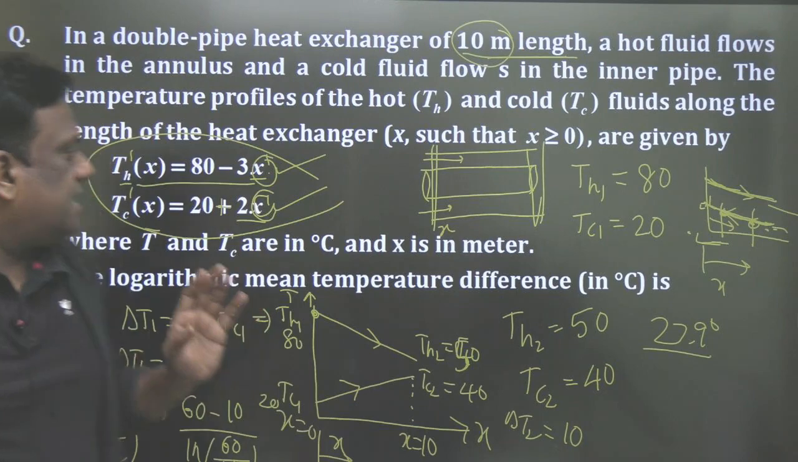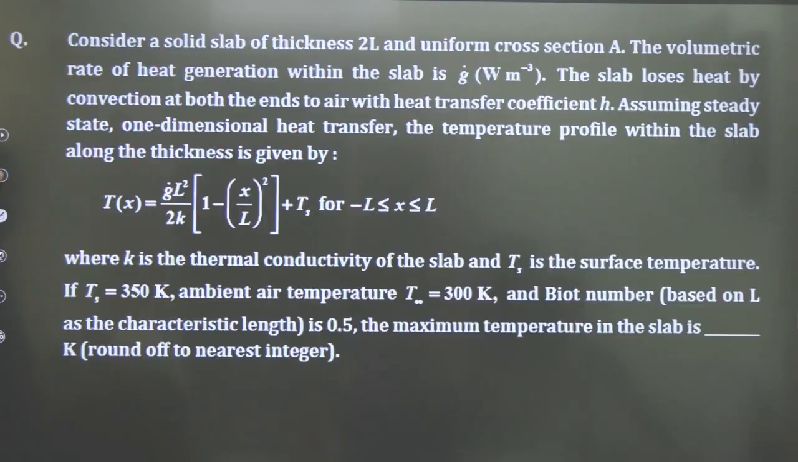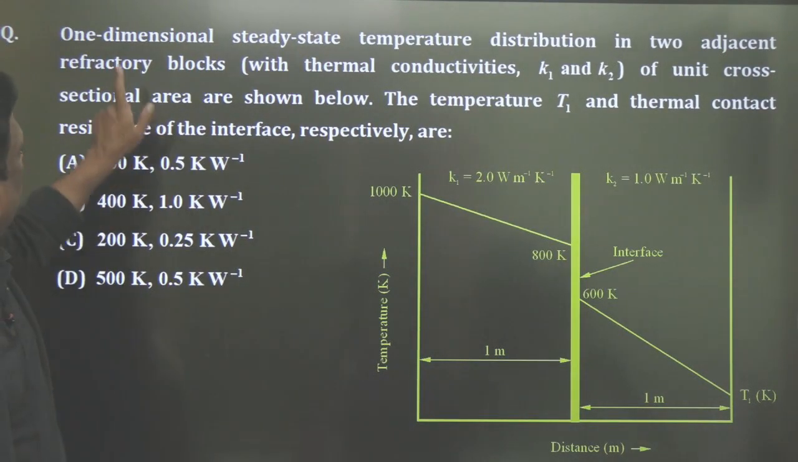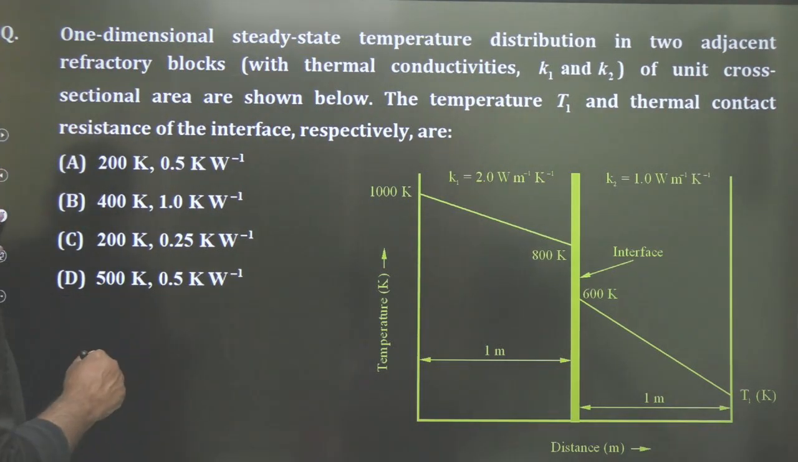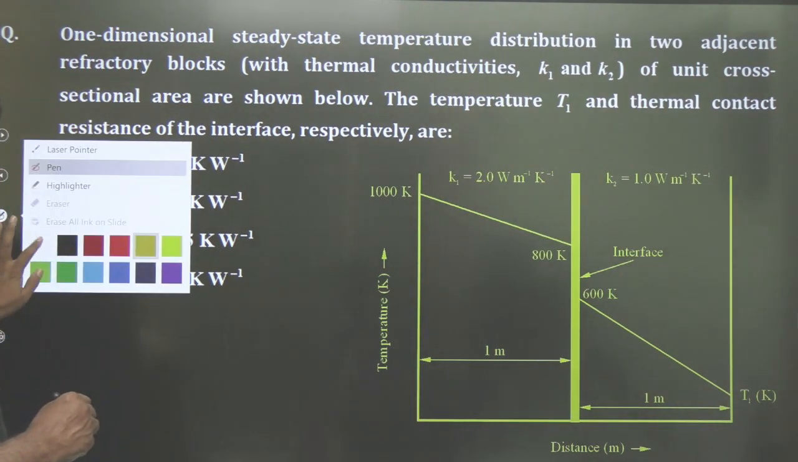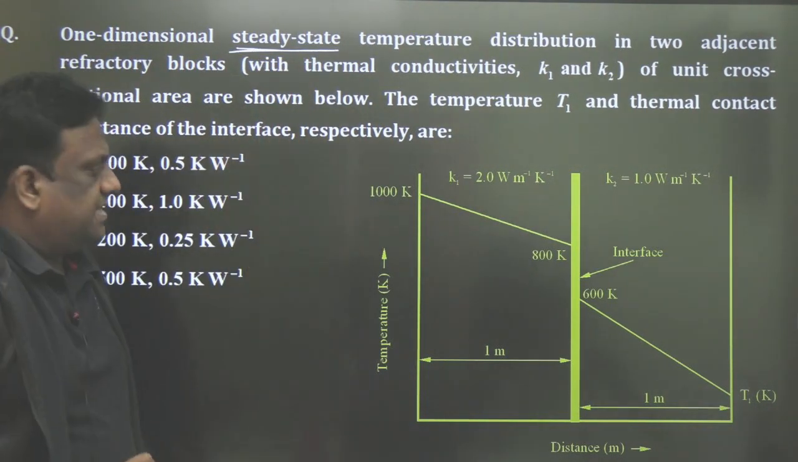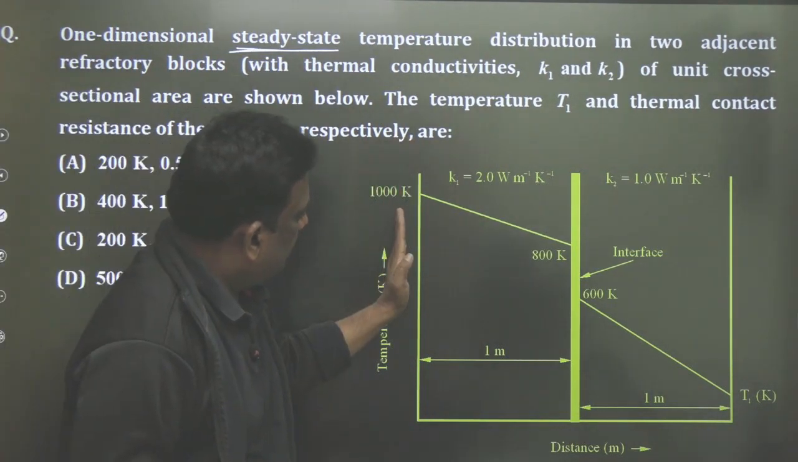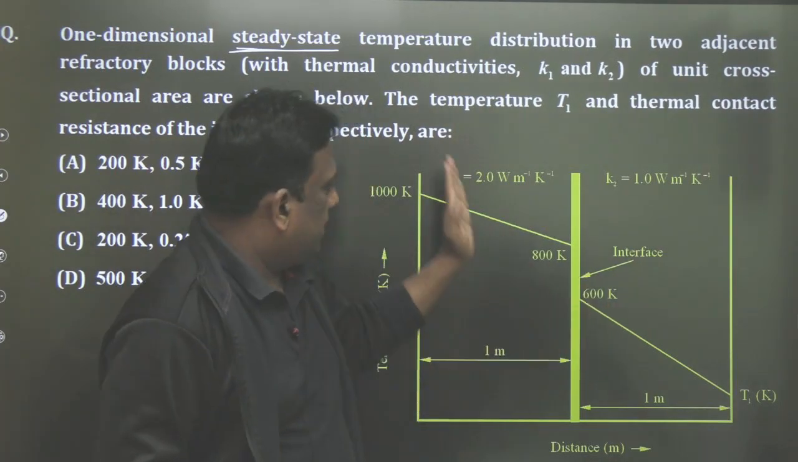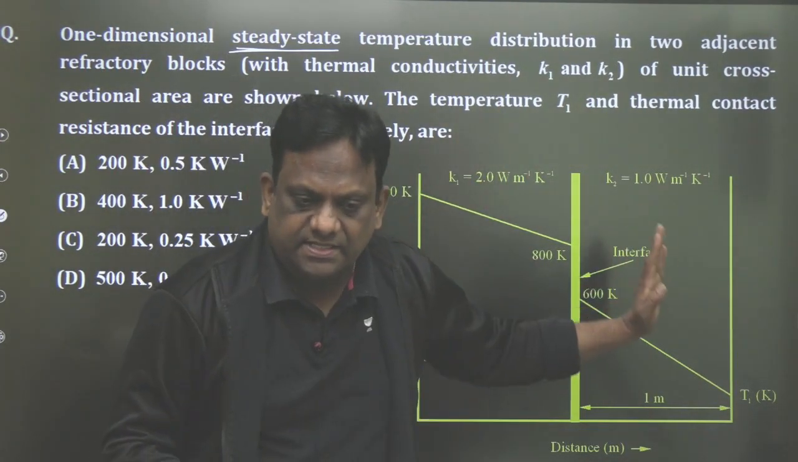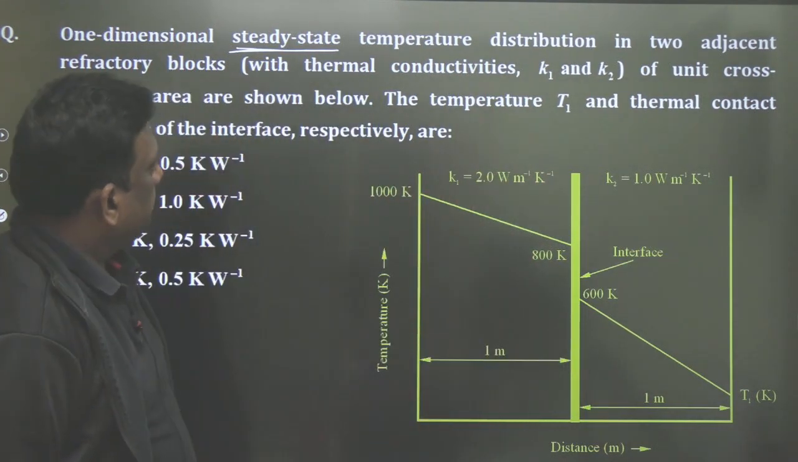Okay, let's start from the beginning now. That's why I took the first question. Let's take this question. Please read the question. It's in front of you. One dimensional, steady state. I request everyone to catch this. Whenever it is steady state, at every section, the heat transfer will be same. Whether you take this section or this section or this section, for steady state, heat transfer is same.